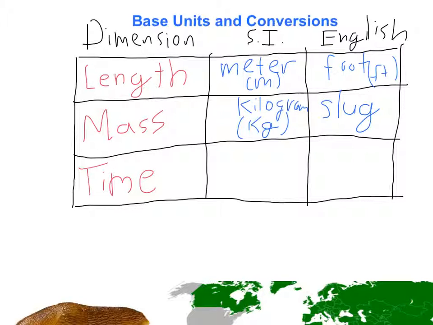Gross. And lastly, our major base dimension and therefore base unit is how we measure time. And time is kind of nice. Time is universal. Both English and SI units for time are the second, denoted with a lowercase s. So there you have the base units.